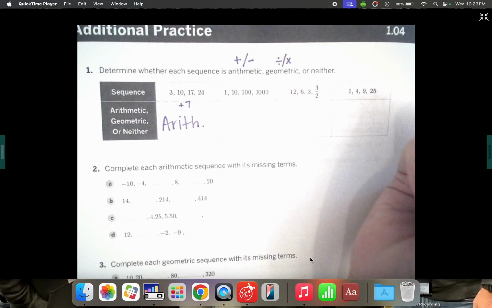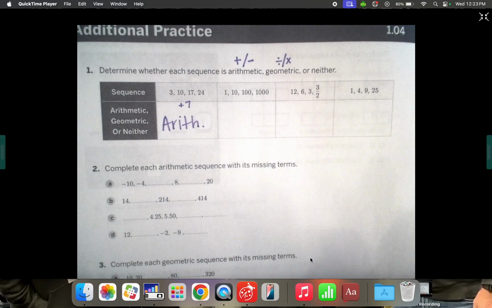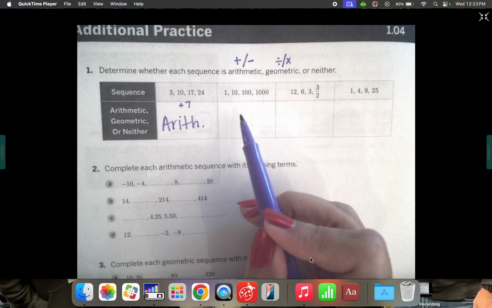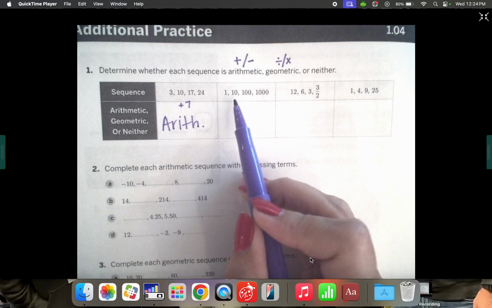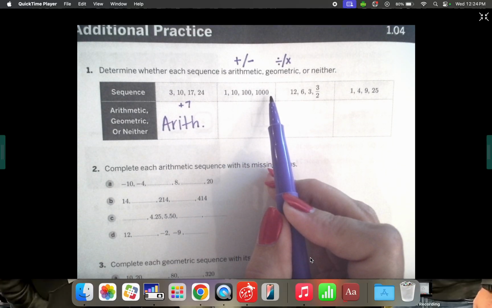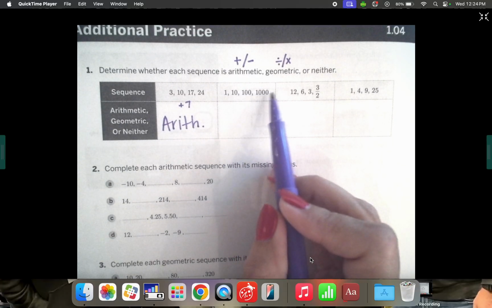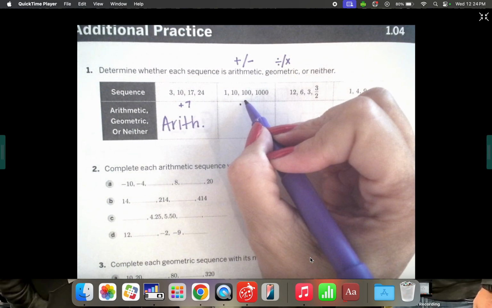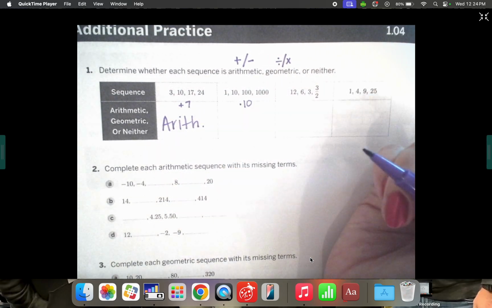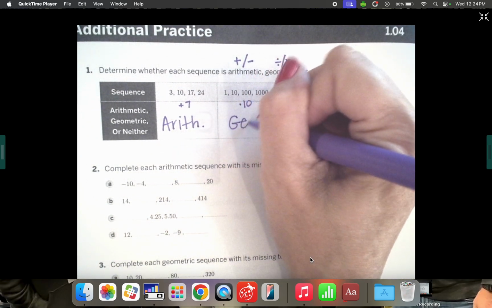I'm going to abbreviate it. If you want to write it all out, you can, but I write too big, so that's not going to fit. Okay, the second one, from 1 to 10, 10 to 100, 100 to 1,000. We're adding a 0 each time, which means we're multiplying by 10, which means if you're multiplying, it is geometric, geo.